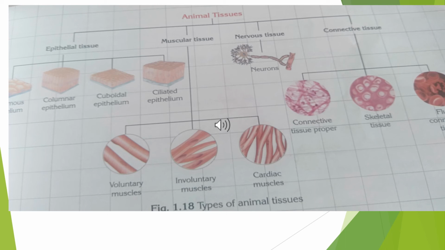Cardiac muscles are present in the heart. The cardiac muscles are also involuntary muscles. Next, the nervous tissue, neurons. The very important points are nervous tissue, neuron, dendrites, synapse. Next, the connective tissue. Three types: the connective tissue, skeletal and fluid. So these are all very important. So recall the important parts.